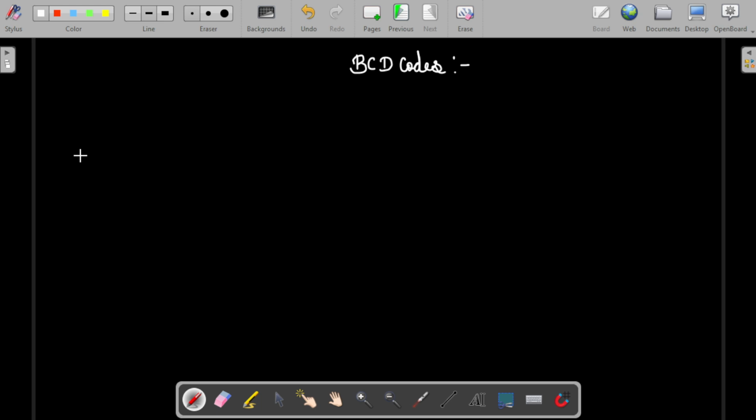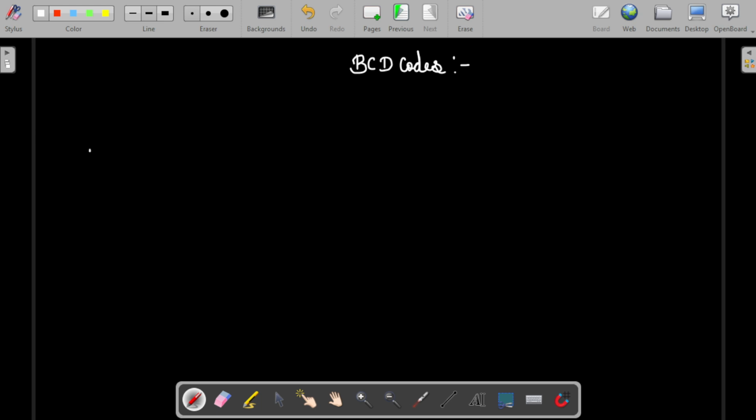So now we are going to start with BCD codes. BCD codes is nothing but another simple way of representing things. So that will be something we usually follow. So how to represent BCD codes and what is behind that. So let's see here. This is binary coded decimal.